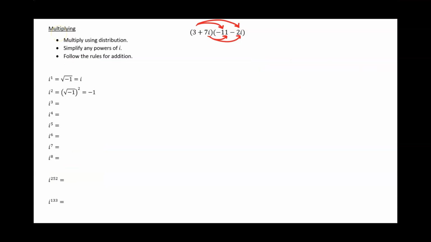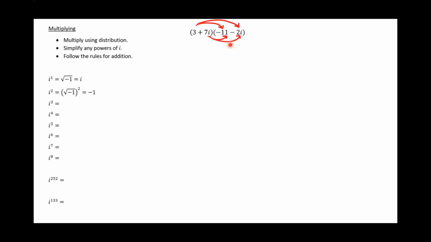All right, so what if we want to multiply and divide imaginary numbers? Let's look at how we could do that. So if we have 3 plus 7i times negative 11 minus 2i. i is not a variable, but you can treat it like one. So if you had 3 plus 7x times negative 11 minus 2x, what would you do?